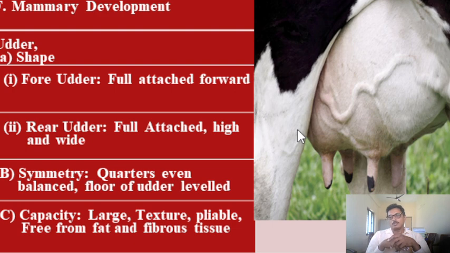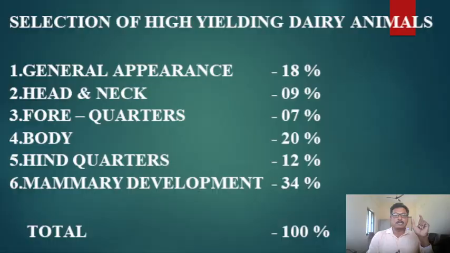Of course, whenever we see that animal, it should be noted that it should be very good, very big, and strong, and the capacity should be high. But it shouldn't be a fatty one, and fibrous tissue should not be there. That is the main thing which we have to see in that animal. That's about the mammary development. These are the general characters.